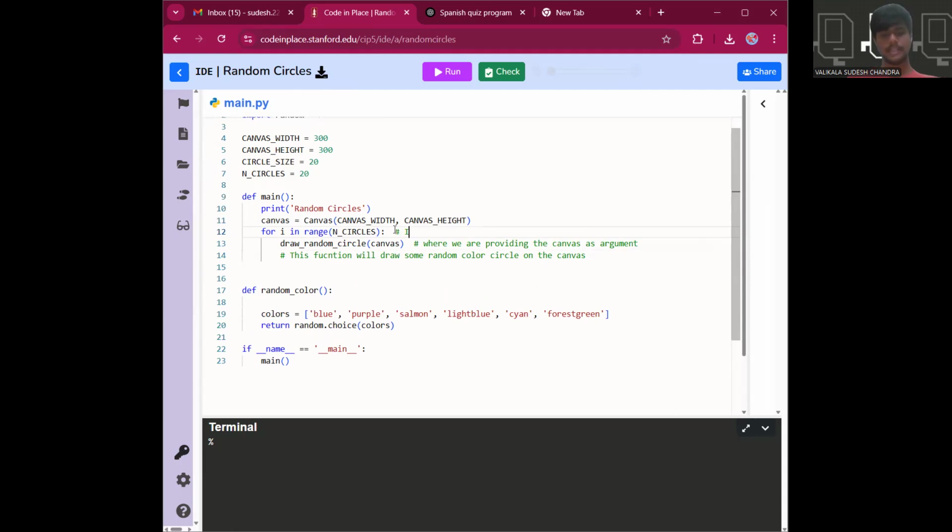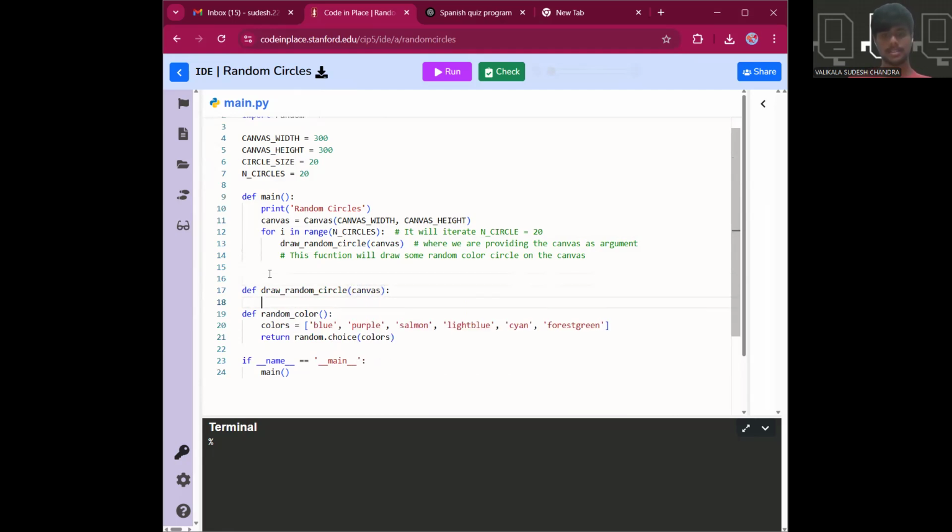It will iterate. How many number of times? The number of times I want the circles on the canvas. That is n circles, equal to 20 circles. It's going to iterate 20 times, and every time it iterates, it's going to draw a particular circle on the canvas with a particular color. Since we are creating a customized function, we have to define that function. With the help of the def keyword, we're going to create this customized one, where we are taking the canvas.